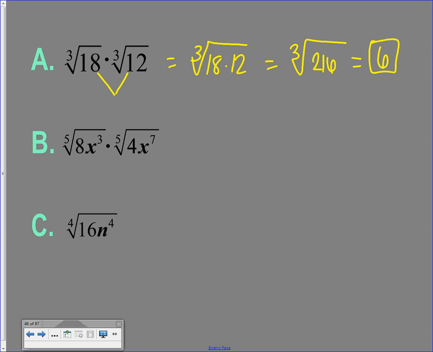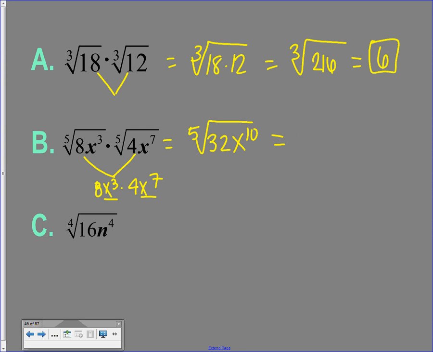So we're going to do the same idea in example B because they're both fifth roots. That's like our label. So we're going to have the fifth root, and you're going to multiply what's underneath here. So I'm going to do 8x to the third times 4x to the seventh. 8 times 4 is 32. And then remember, when you multiply the same base, you add your exponents. So that's going to become x to the 10th. So now it's nice.